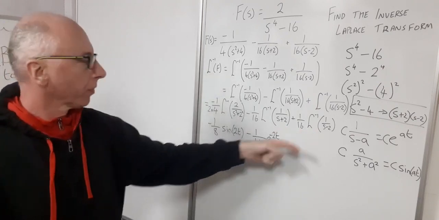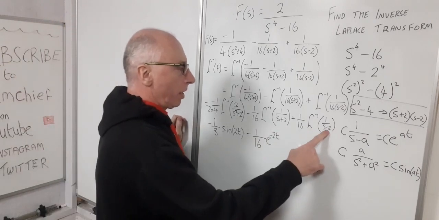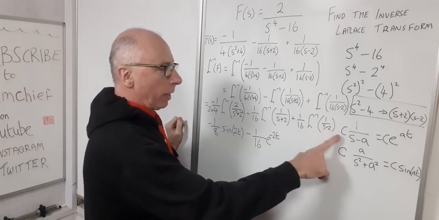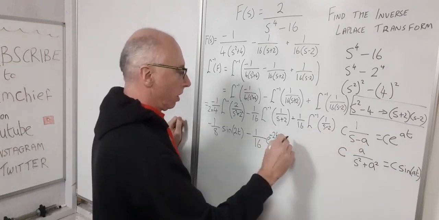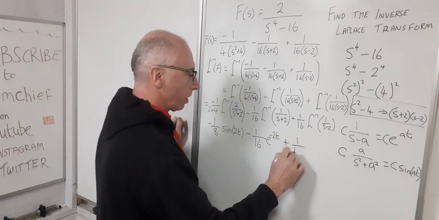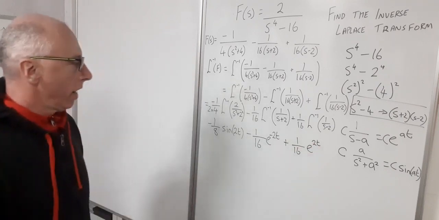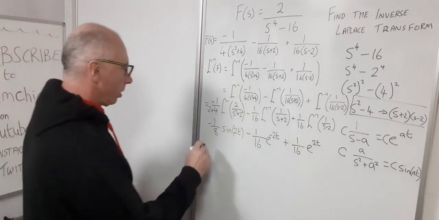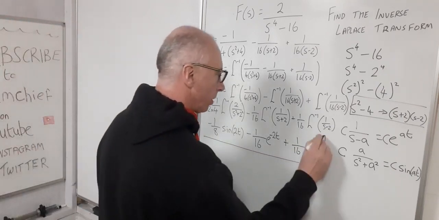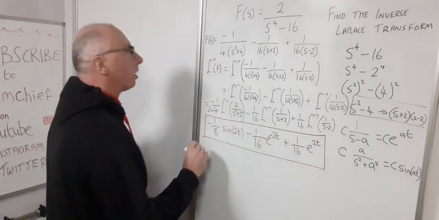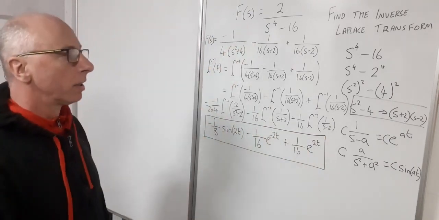Now this one, I've got very similar going on, except my a would be a positive 2. So now I just need to add 1 over 16 e to the 2t. And that there is my solution for my inverse Laplace transform of this function here. Okay.